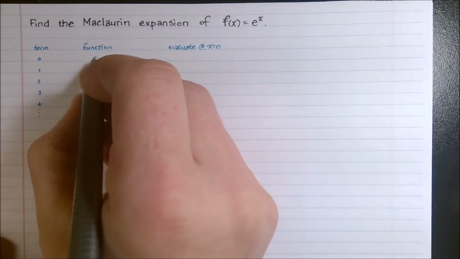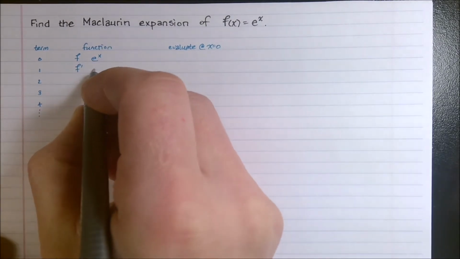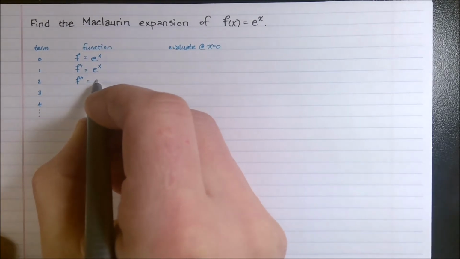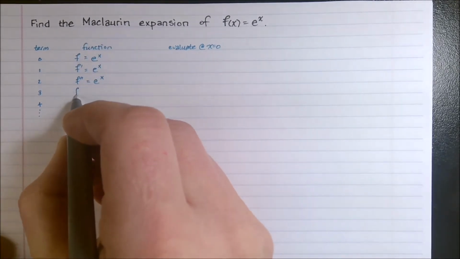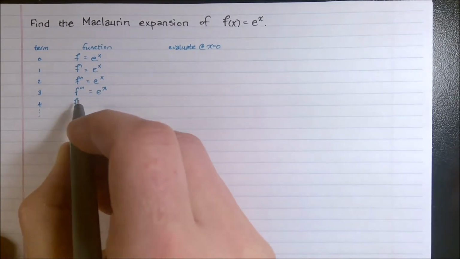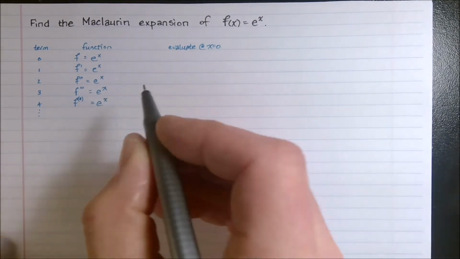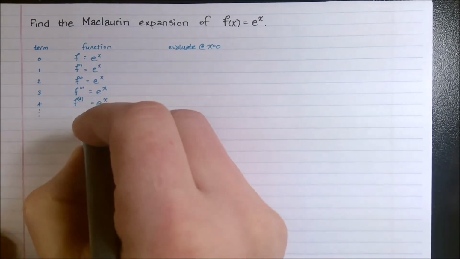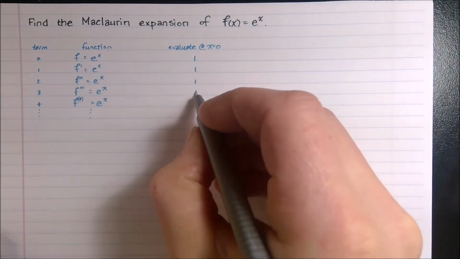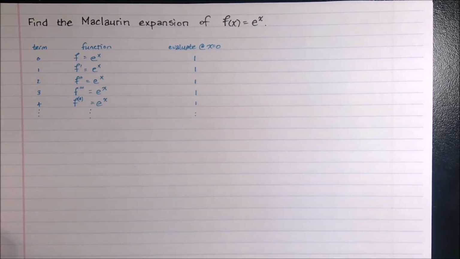So the function is just plain old e to the x, right? Because that's f. F prime is e to the x. F double prime, again, e to the x. Third derivative, e to the x. And then the fourth derivative is also e to the x, right? So if we were to evaluate each of those at x equals 0, we would get 1 for every single one of them, right? Because, of course, e to the 0 is 1.